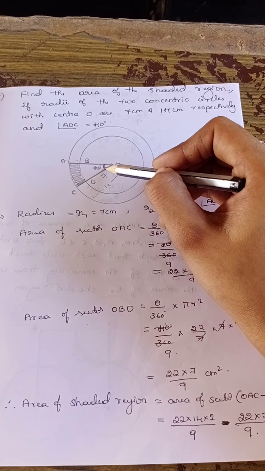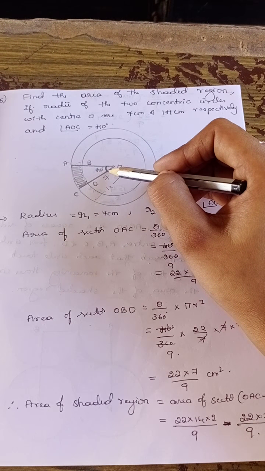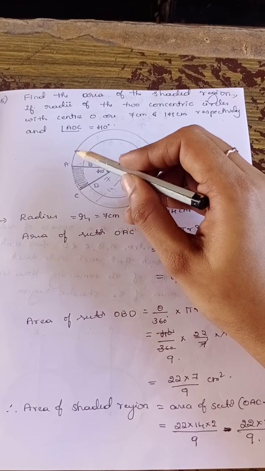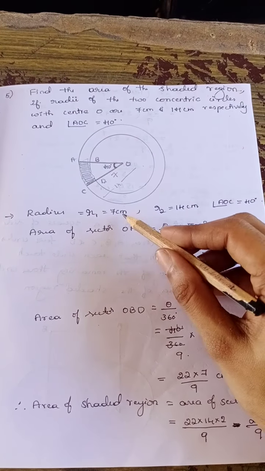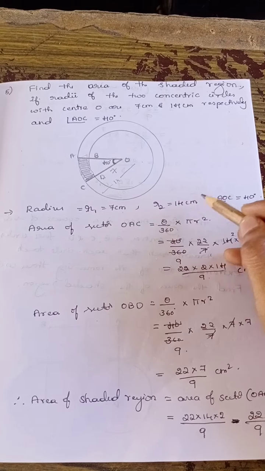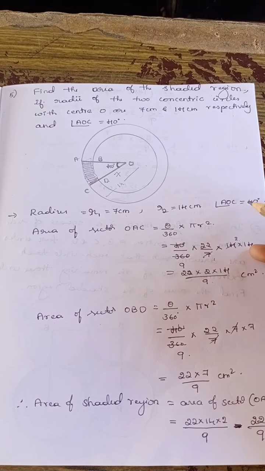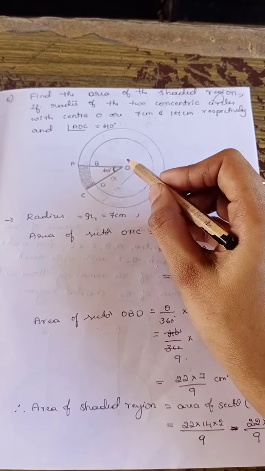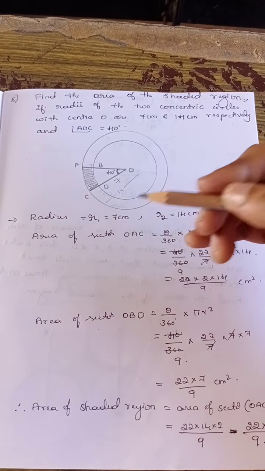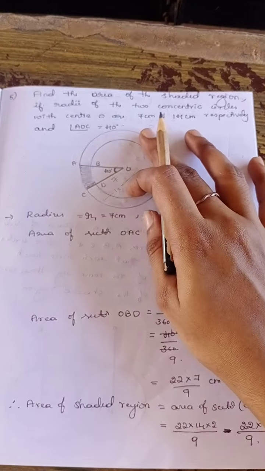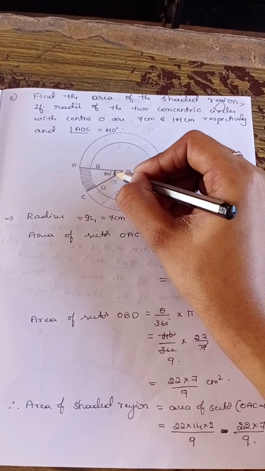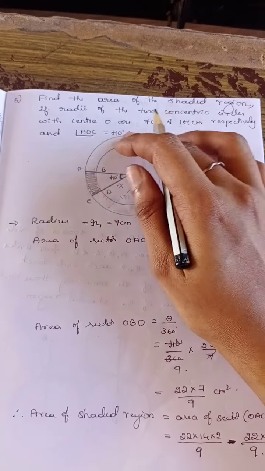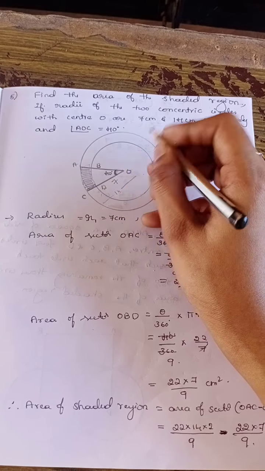The angle of this segment is given, that is 40 degree. Radius R1 is equal to 7 cm, R2 is equal to 14 cm, and also it is given AOC is equal to 40 degree. We have to find the area of this sector. This is similar to a quadrant. This whole circle is given. Out of 360 degree we are taking only 40 of this circle. Understood?